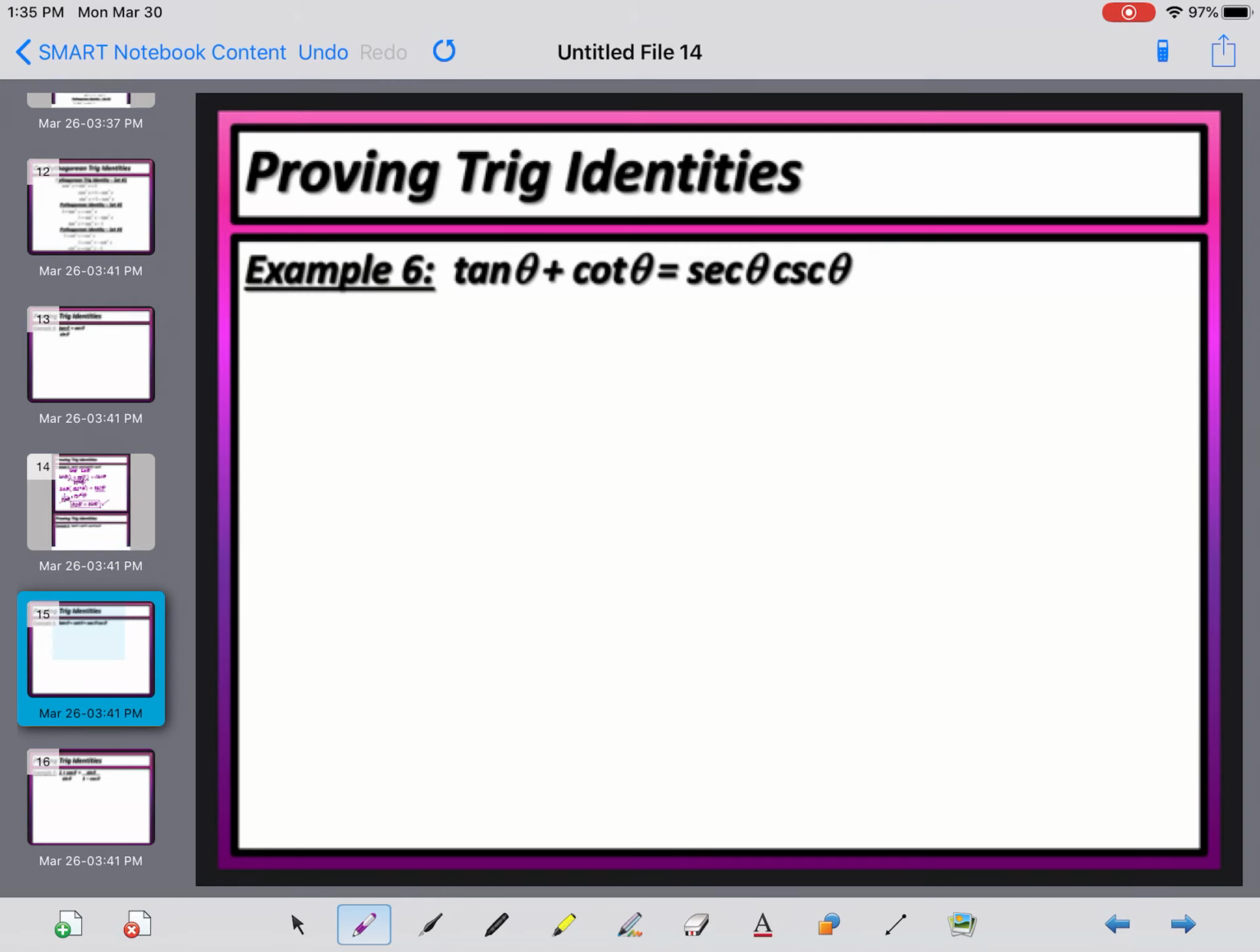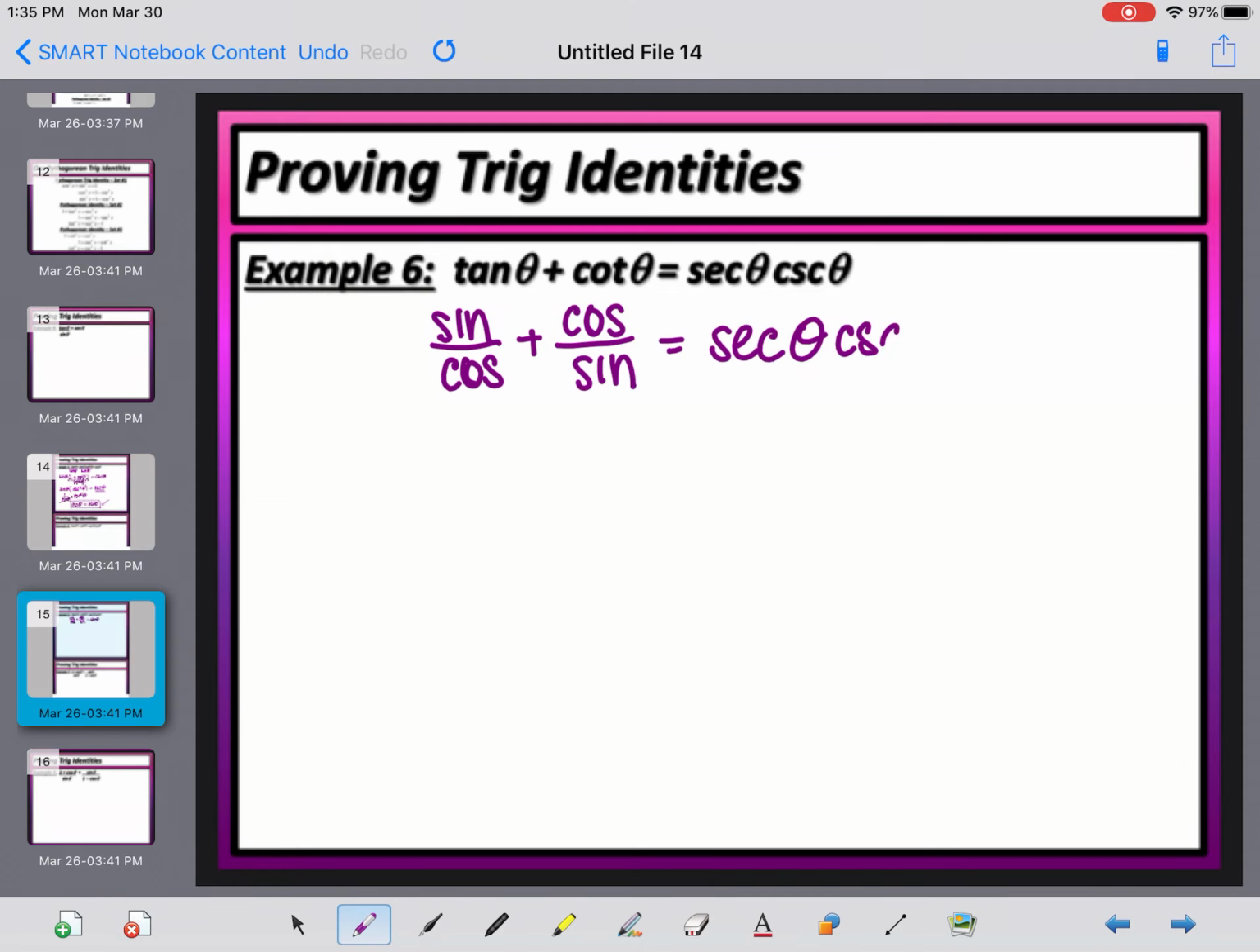Okay, looking at the problem, trying to decide which side I want to work on. Now they both have 2 terms. Addition, however, can sometimes be more complicated than multiplication. So I'm going to work on the left. So tangent, I could say, is sine over cosine. And cotangent is cosine over sine.